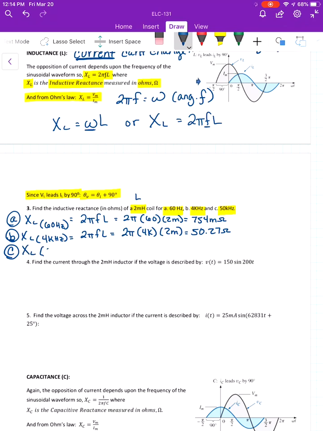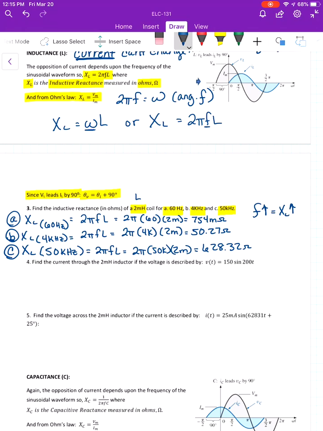If you want to take a break and work this yourself first, go right ahead. We're going to increase that all the way up to 50 kilohertz. So replace the 4K with 50K. And we get 628 ohms. So as we increase the frequency, we're increasing the reactance of the inductor as well. It's going to react more strongly. It's going to limit my current more as I increase the frequency of the circuit. So it really does matter what the frequency is of our signal.